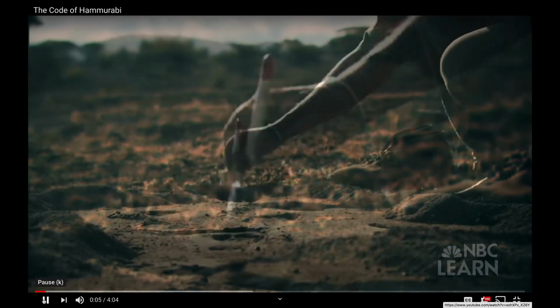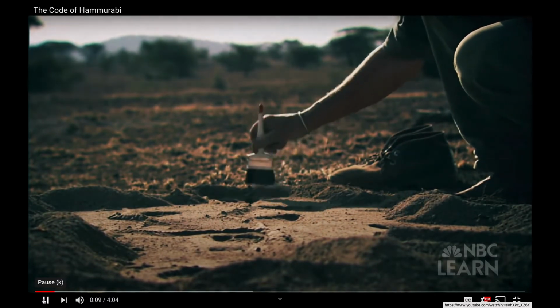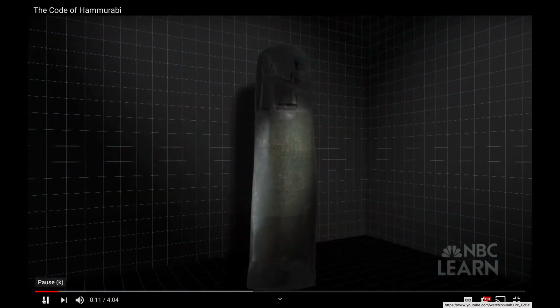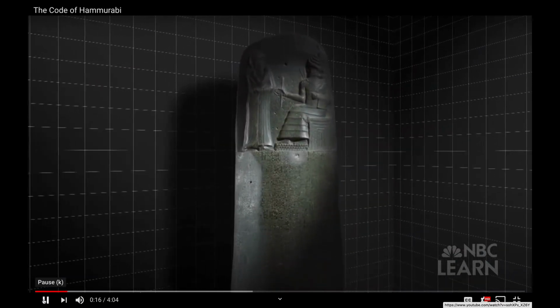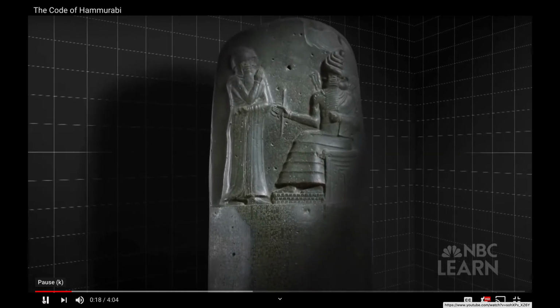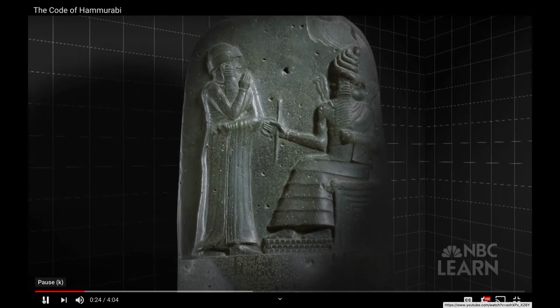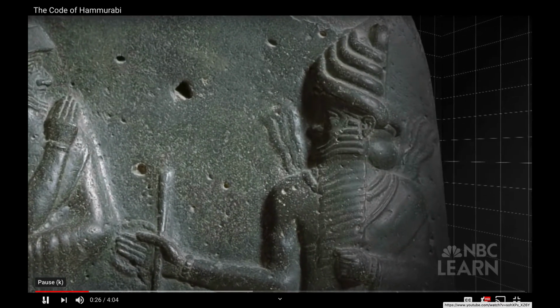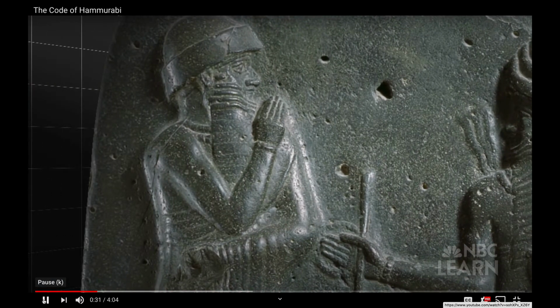French archaeologists found it buried in the sands of what is now Iran in 1901. The pieces of a great pillar of black stone, carved in the ancient region of Mesopotamia more than 3,600 years earlier. At the top of the massive pillar, or stele, were two figures, the ancient Babylonian sun god, flames coming from his shoulders, and Hammurabi, the most famous king of Babylon.